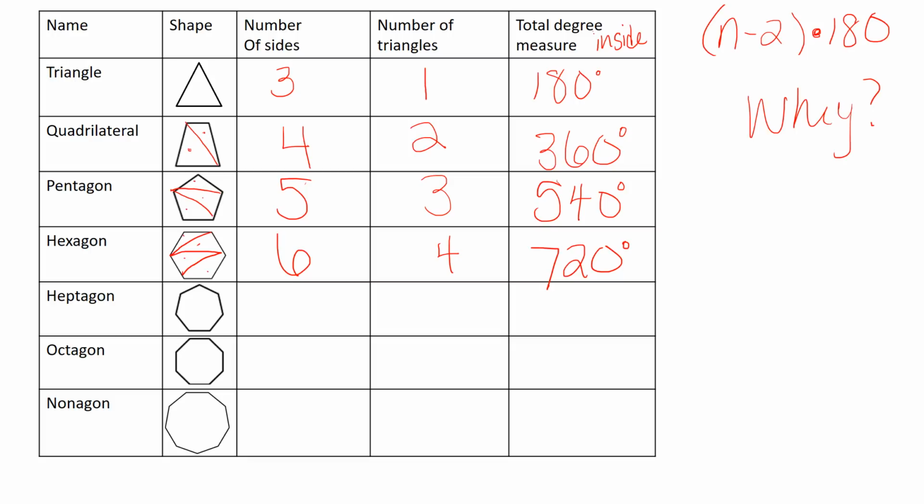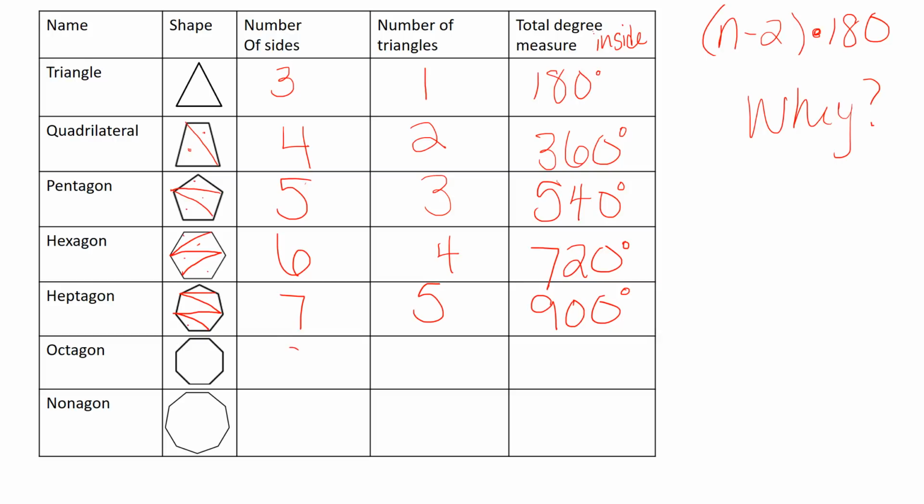And then if we go to a heptagon, it has 7 sides. So if we start, here's 1 triangle, 2 triangles, 3 triangles, 4 triangles, and a 5th triangle. And so then 5 times 180 would be 900 degrees on the inside of a heptagon.